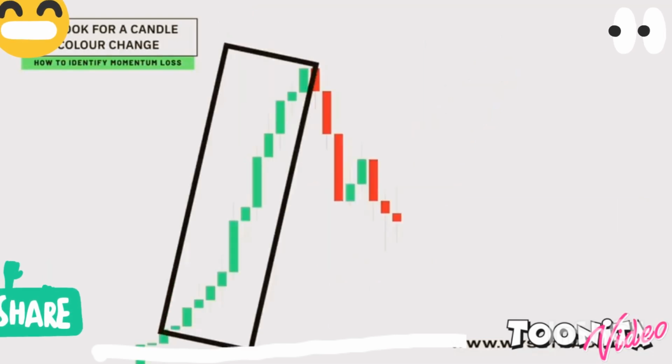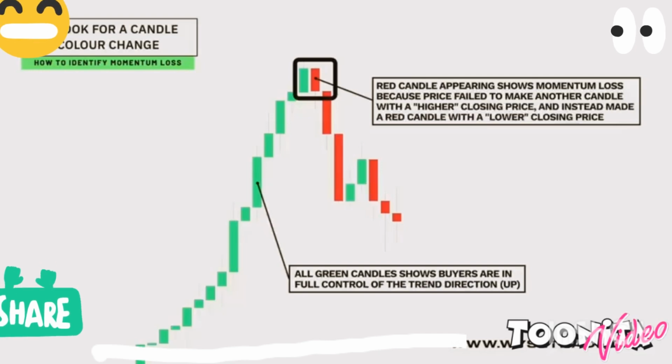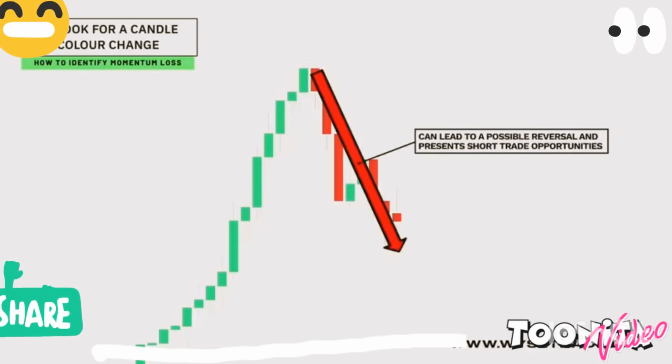In an uptrend, notice how you have all green candles before a red candle appears. This shows momentum loss because price failed to produce another candle with a higher high closing price and instead made a lower closing price through the red candle. This can lead to a possible reversal of price.